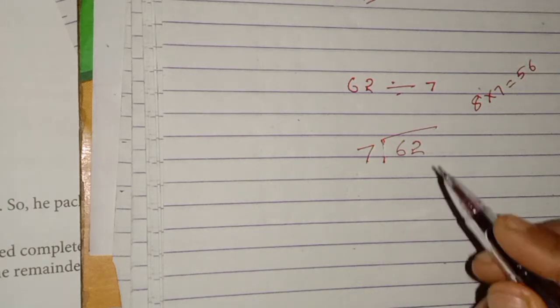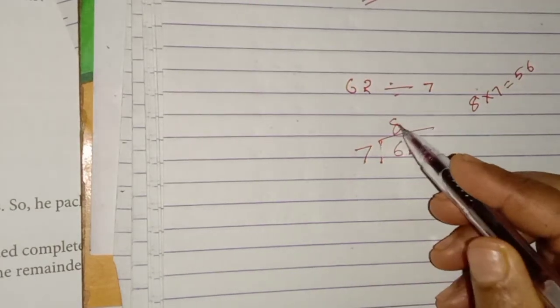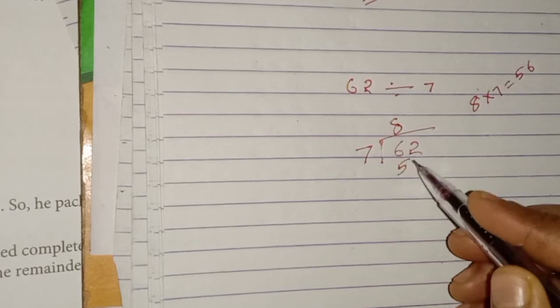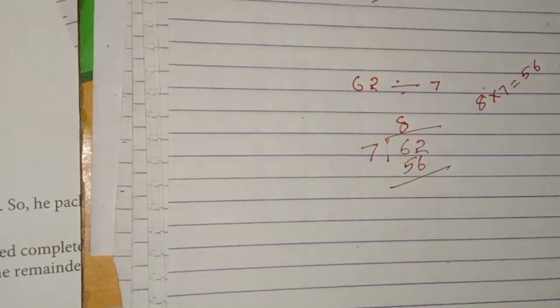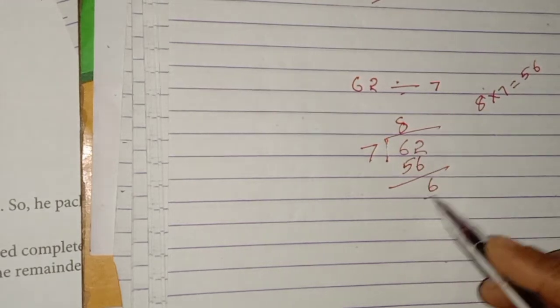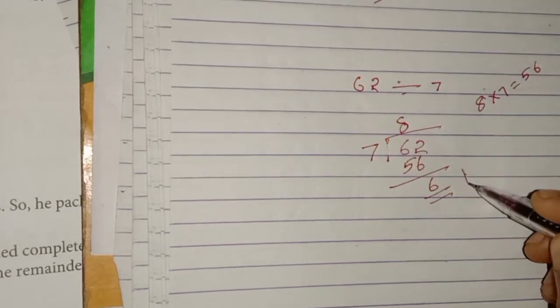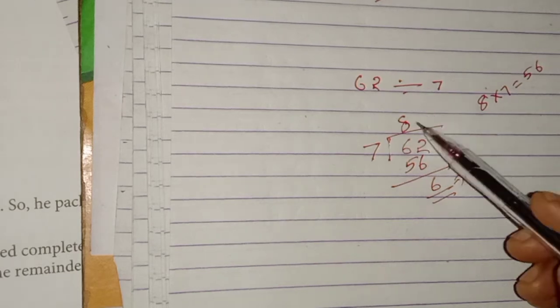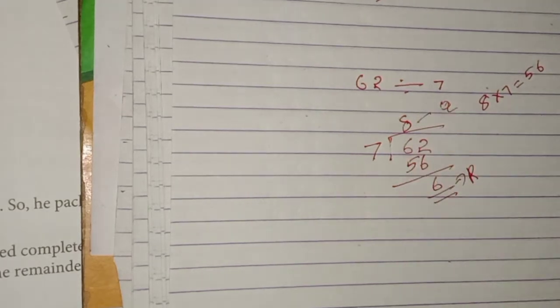So here which number we can write? 8. 8 into 7 is 56. Then you subtract this number. That is 12 minus 6 is 6 and here will be 6. So here the remainder is 6 and quotient is 8. Divisor and dividend already know. Then here the remainder is 6.